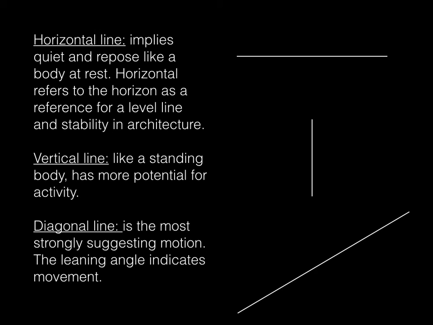All right, a vertical line is like a standing body. It has more potential for activity, but it's still pretty stable. It's not necessarily moving. So again, reference the body there. Now, a diagonal line is the most strongly suggesting motion. The leaning angle indicates movement. So if your body's at an angle, you're going to start running or you're about to jump or you're moving, there's some sort of implied movement. You can't generally maintain a diagonal line in your body for very long. So just a quick, important way to think about the movement in lines and what they kind of mean.